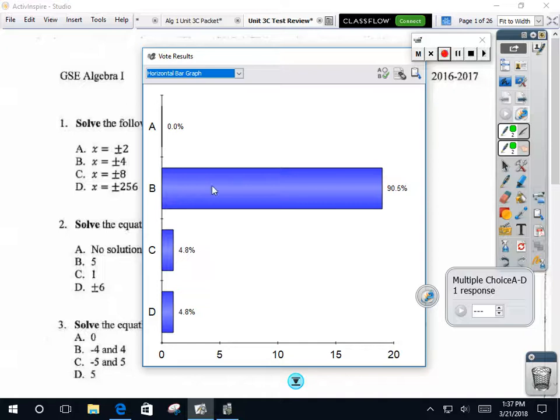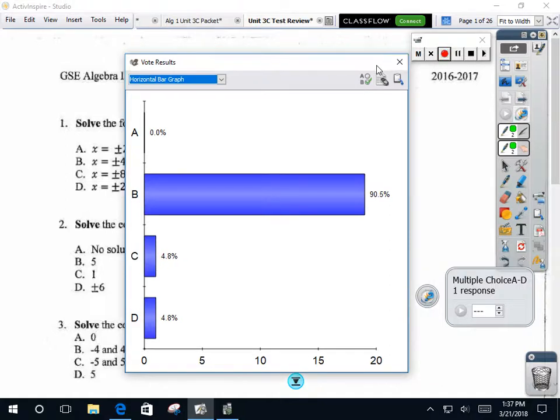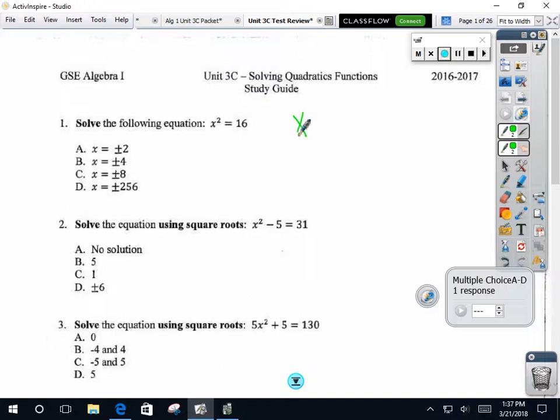Okay, most people put B, but I'm thinking this is like one person each, so that means I need to go over it so that these two people know what to do Friday. Okay, this is quick. It won't take me long at all to go over.